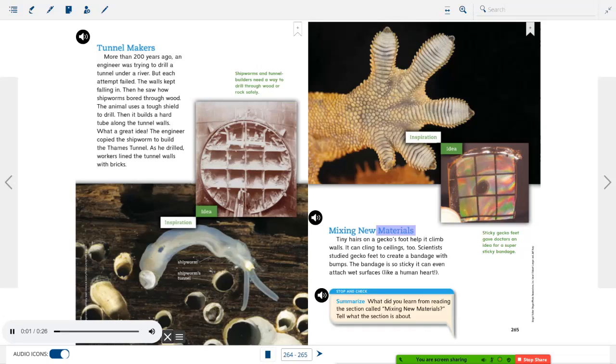Mixing new materials. Tiny hairs on a gecko's foot help it climb walls. It can cling to ceilings too. Scientists studied gecko feet to create a bandage with bumps. The bandage is so sticky, it can even attach to wet surfaces, like a human heart. Inspiration. Idea. Sticky gecko feet gave doctors an idea for a super sticky bandage.